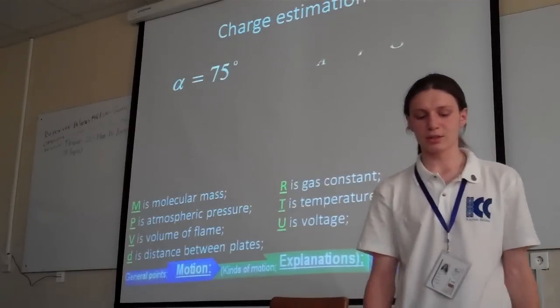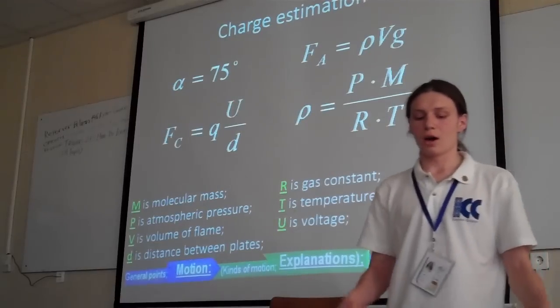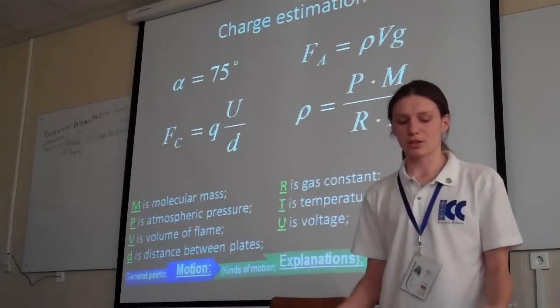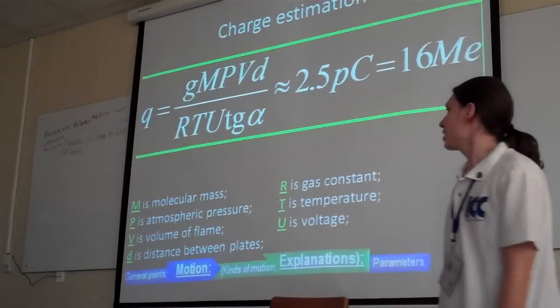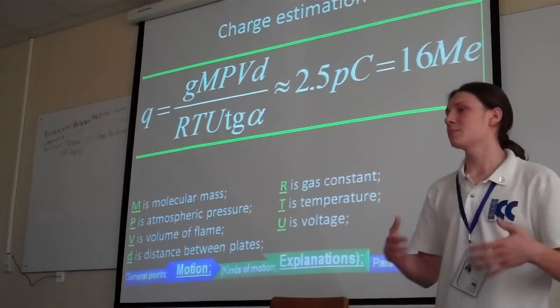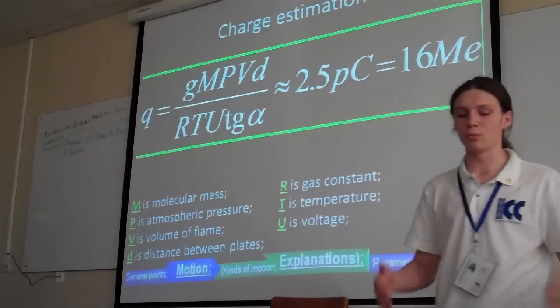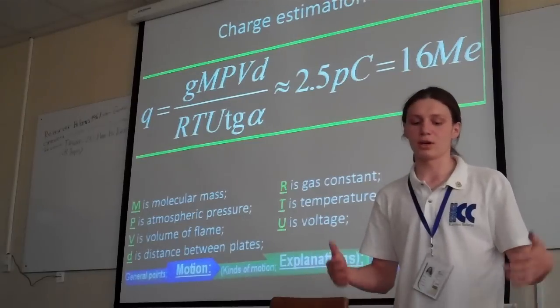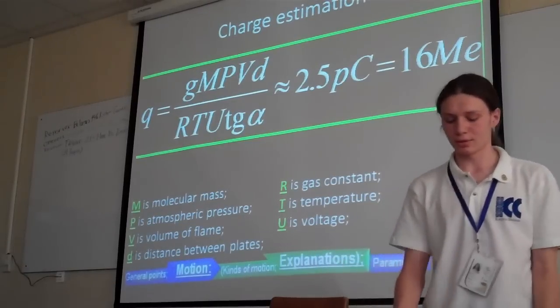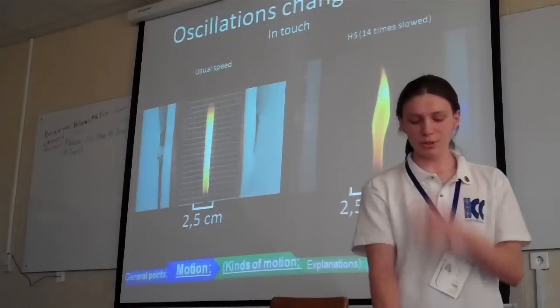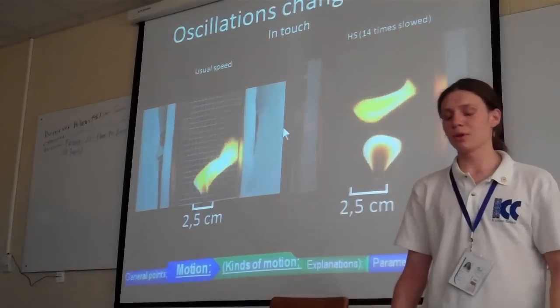Well, from this dependence, putting in the angle, Archimedean force, density, and Coulomb force, we can take out the approximate charge of the flame. It's about 2.5 picocoulombs, or about 16 mega electrons. As we see, it's not very big. We will need it later.